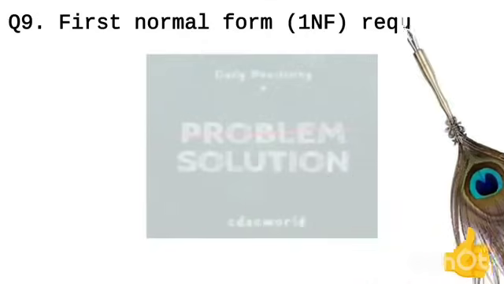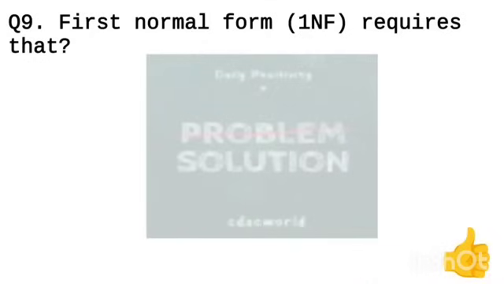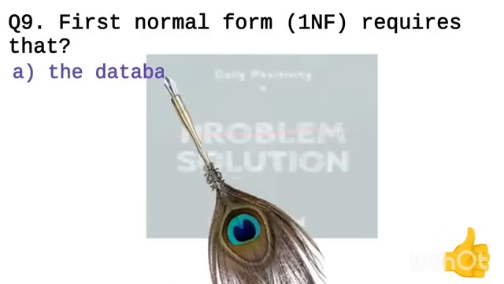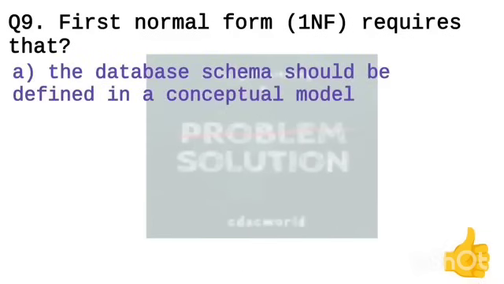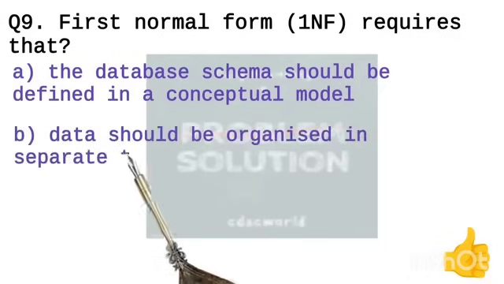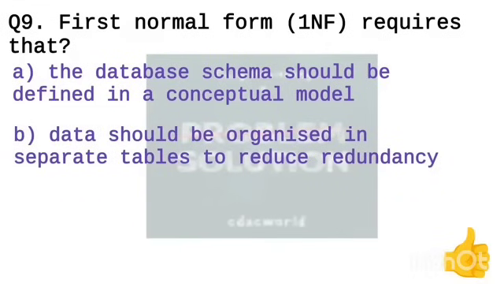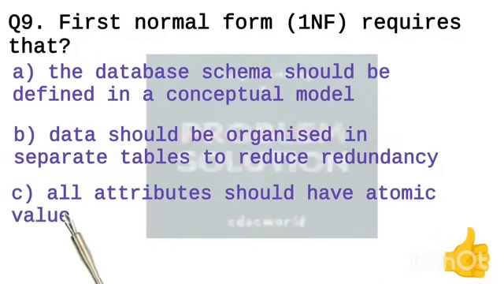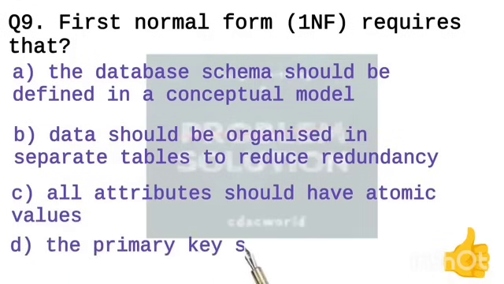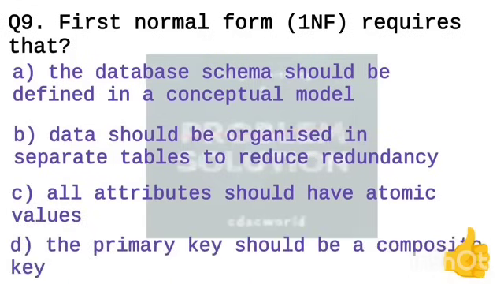Query number 9. First normal form requires that: Option A. The database schema should be defined in a conceptual model. Option B. Data should be organized in separate tables to reduce redundancy. Option C. All attributes should have atomic values. And option D. The primary key should be a composite key. And the answer is C. All attributes should have atomic values.